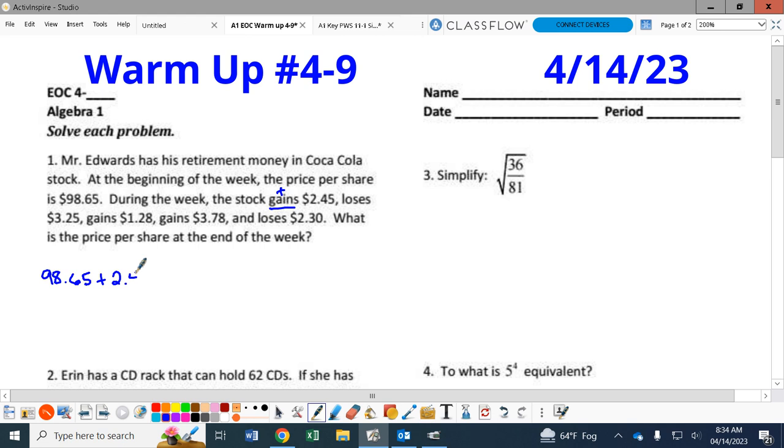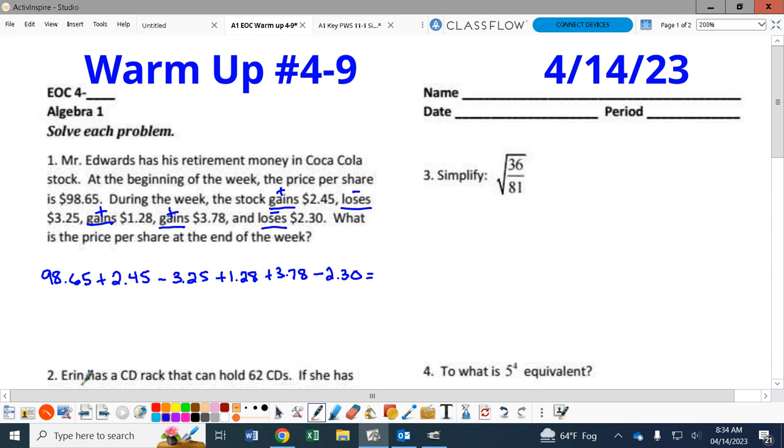Add 2.45. And then it loses. What do you do when it loses? Subtract. So it's going to be minus 3.25. And then we gain again. When we gain, we're going to add 1.28. And then we are going to gain again, so it's going to be plus 3.78. And then it loses one last thing at 2.30. Write out the problem just like that. You should have that on your paper. That is the actual work for that problem.